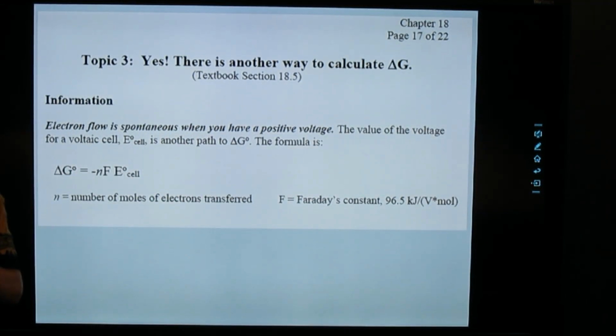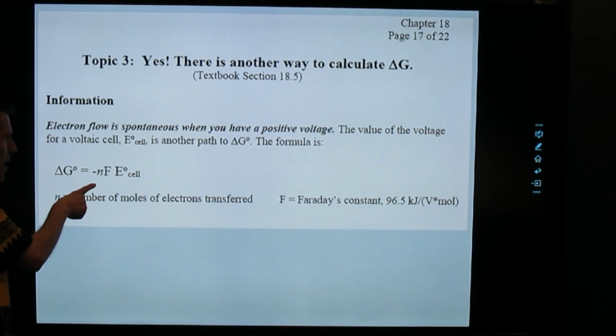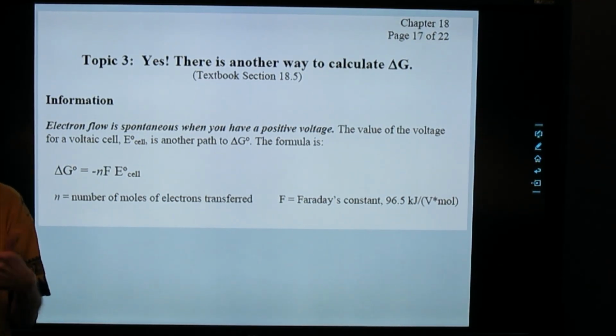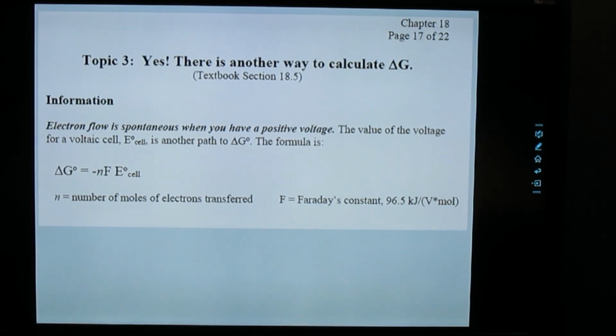I mentioned in topic 2, the voltage only depends on the ingredients, but the number for N will depend on the balanced equation. So the voltage is determined just by the desire of one ingredient to give electrons to the other ingredient. The quantity of materials you have will ultimately determine the value of the energy that you're releasing or using. And so this will actually depend on the balanced equation. So N is the number of moles of electrons transferred.